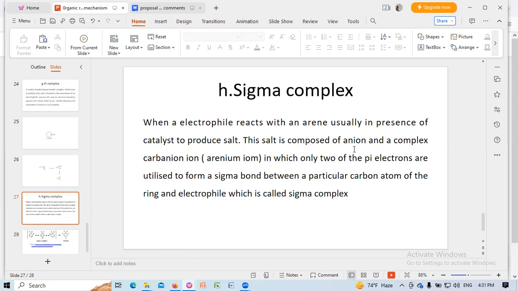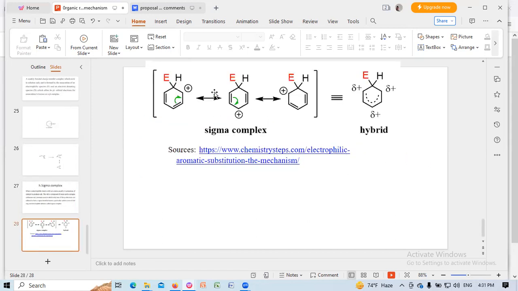The salt is composed of an anion and a complex carbocation in which only two of the pi electrons are utilized to form a sigma bond between a particular carbon atom of the ring and the electrophile, which is called the sigma complex. This is the sigma complex. This is the arene which is reacted with the electrophile and forms the sigma complex.